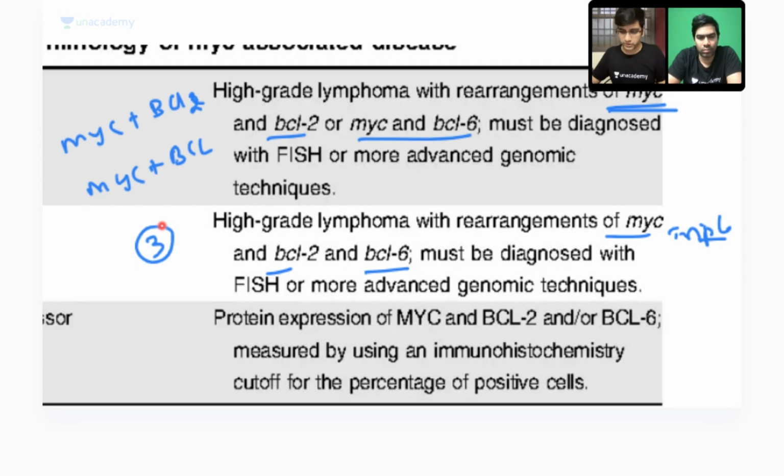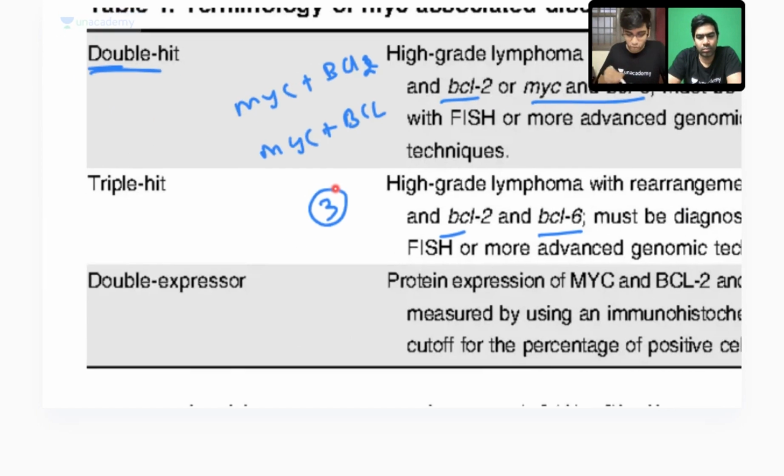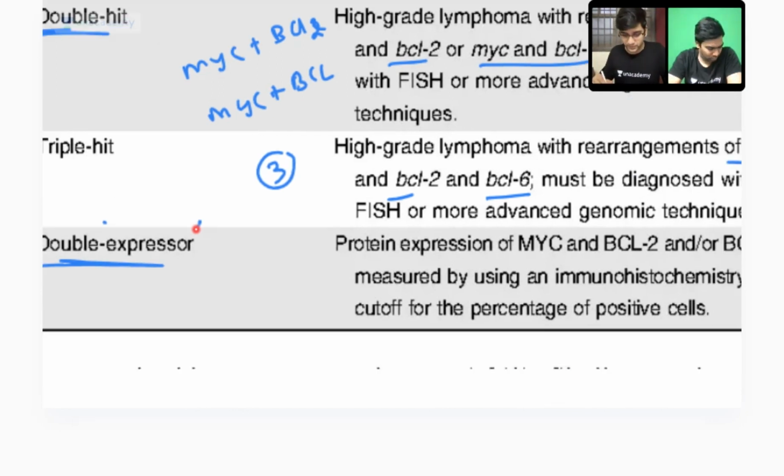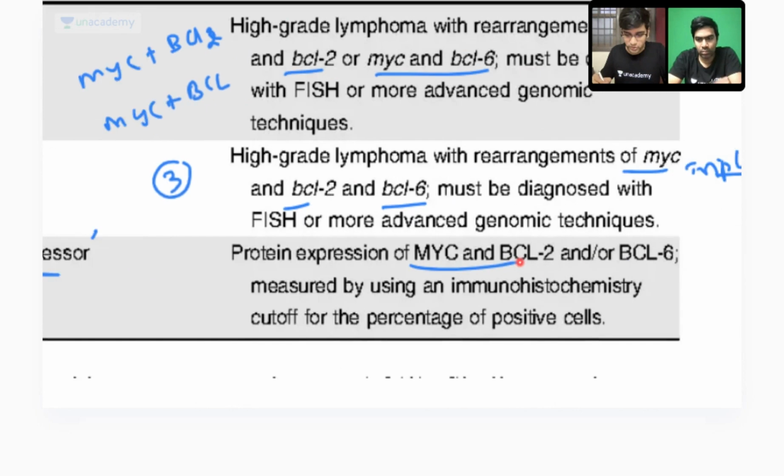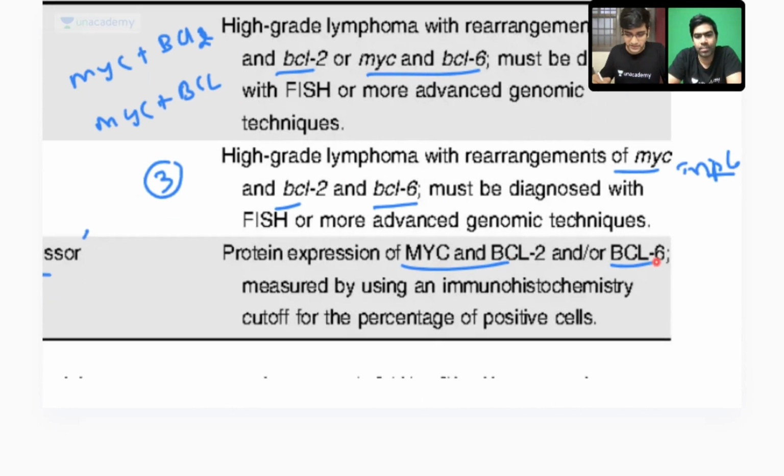Yes, possible. I'll answer your question, Mithun. It's possible, right? So I'm going to use a different term for it. If I'm not able to afford a fish, which is genetic analysis, I'm just looking at the expression. I'm not looking at the mutation, right? I call them double expressor. If I have c-MYC plus BCL2 or BCL6, I'm going to call it a double expressor lymphoma. Again, the cutoff is going to be more than or equal to 30%. The positivity more than 30%, I call it double expressor lymphoma, right?